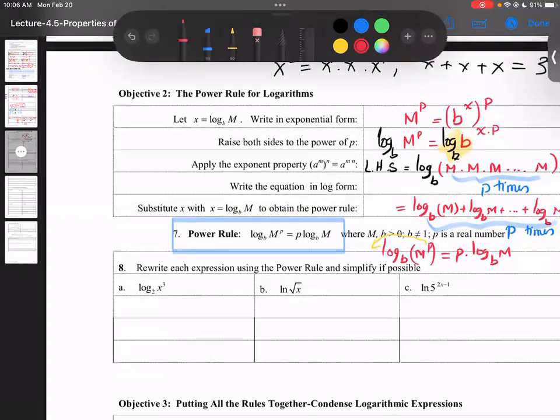Let's do this. Now that we derived that, we can do this. 8, pretty easy, right? All you have to do is bring the 3 down and times log base 2 of x, and we're done.